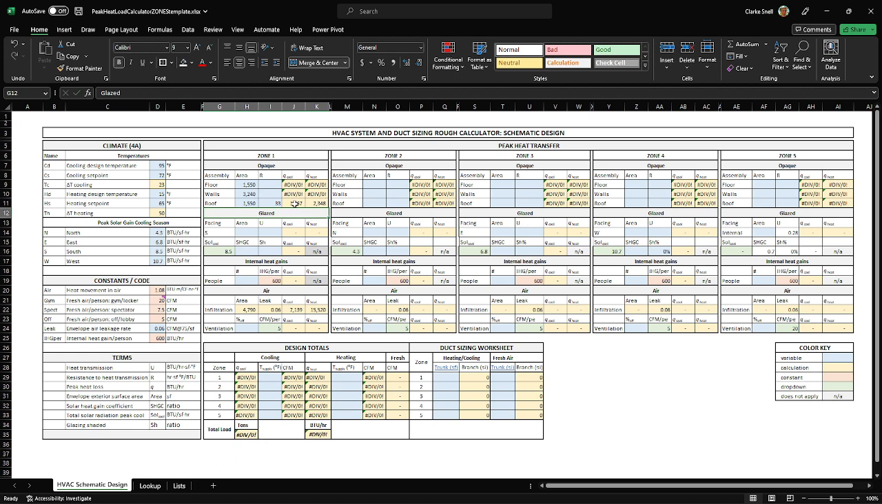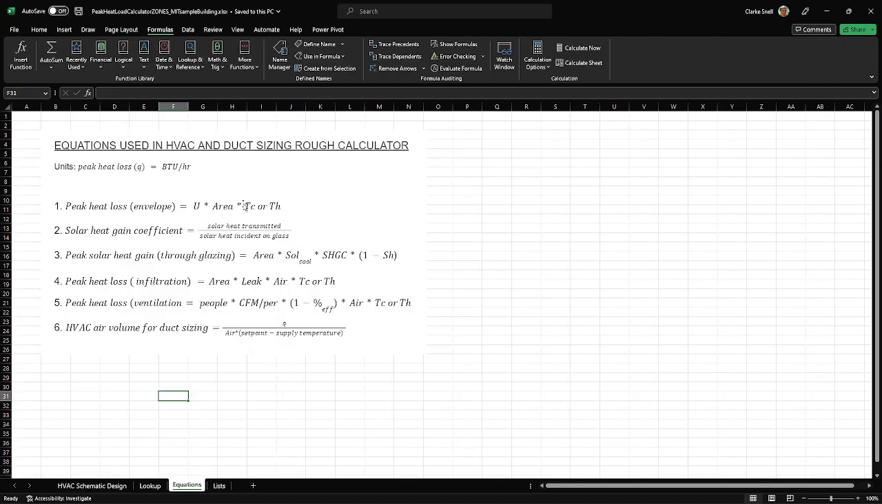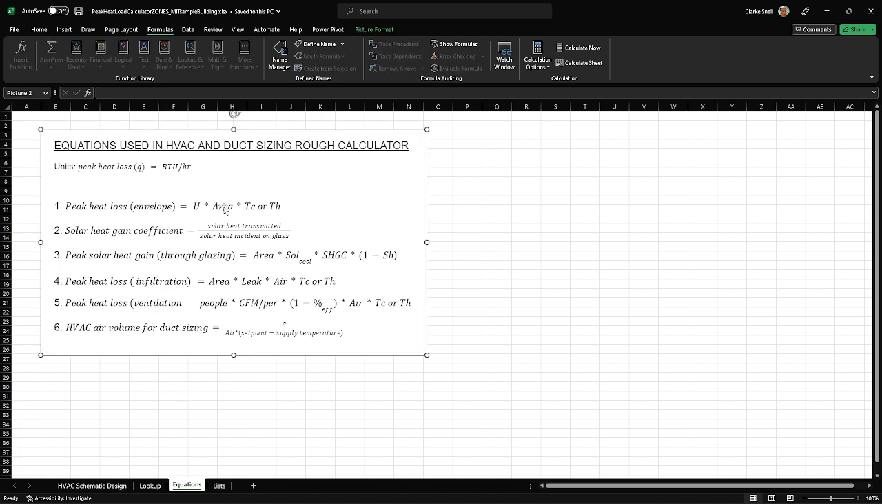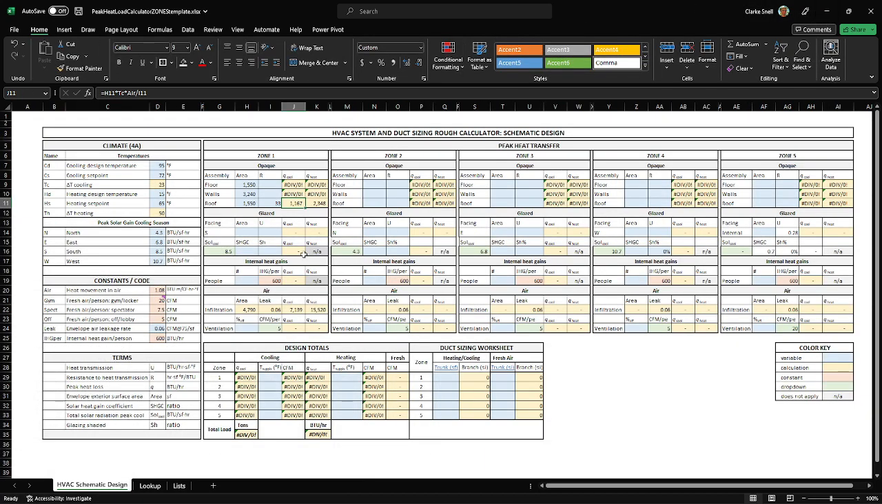And you see now this has populated my heating and cooling load because I have all the variables I need now to define that. And again, remember that it's a pretty simple equation. The peak heat loss, right now we're using R values, so this would be 1 over R instead of U here, but it's just the U value times the area times either the delta T for cooling or the delta T for heating.